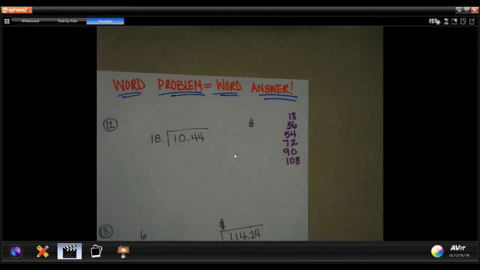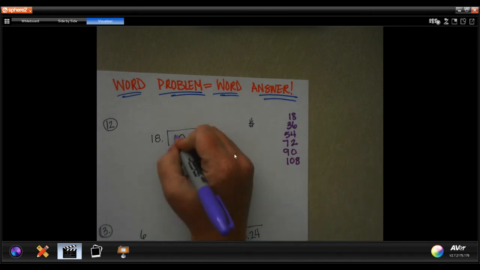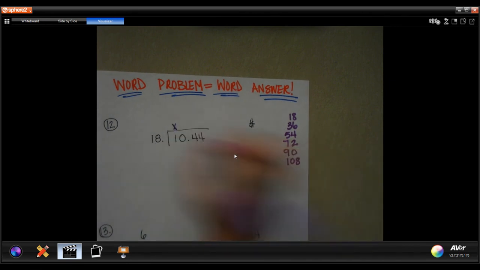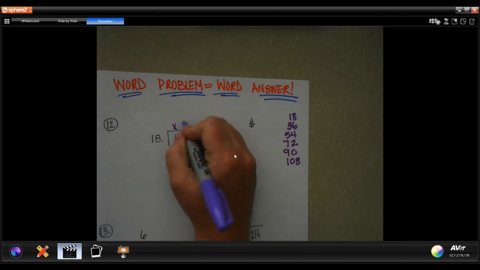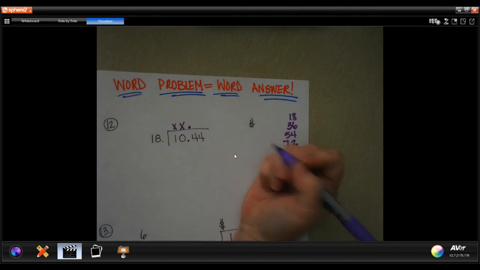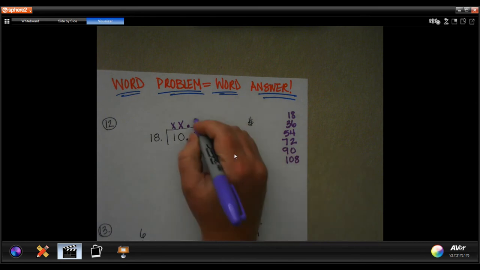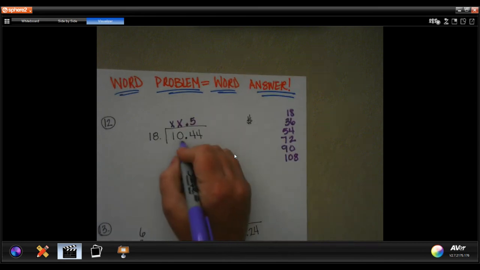All right, let's stop there. I think we can get it now, okay? All right, so we know that 18 is not going to go into 1. Done. 18 still isn't going to go into 10. Placeholder. There's my decimal. I got to bring it up, okay? 18 into 104. If you look, 108 is too big, okay? So we have to go back to 90, which is 1, 2, 3, 4, 5 times, okay?